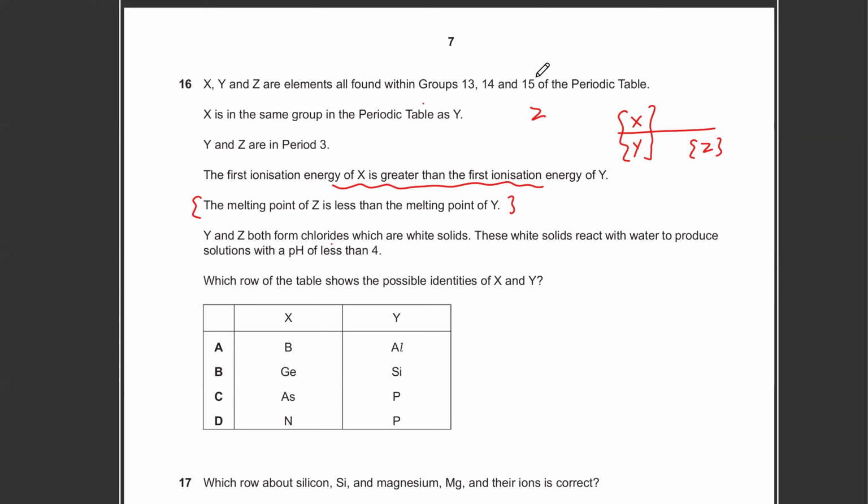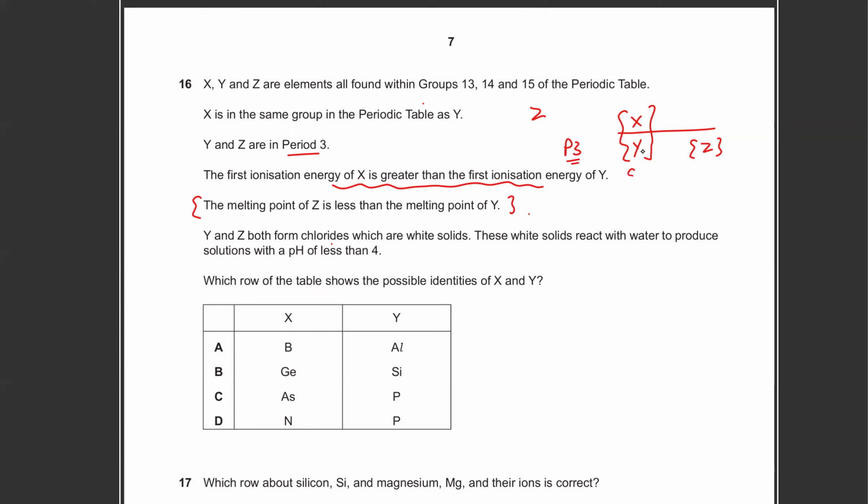Both silicon and phosphorus. Wait. Yeah. Silicon and? Phosphorus. I said, they didn't tell us, but they did say that it's in period 3. So Y and Z, so this is period 3, right?